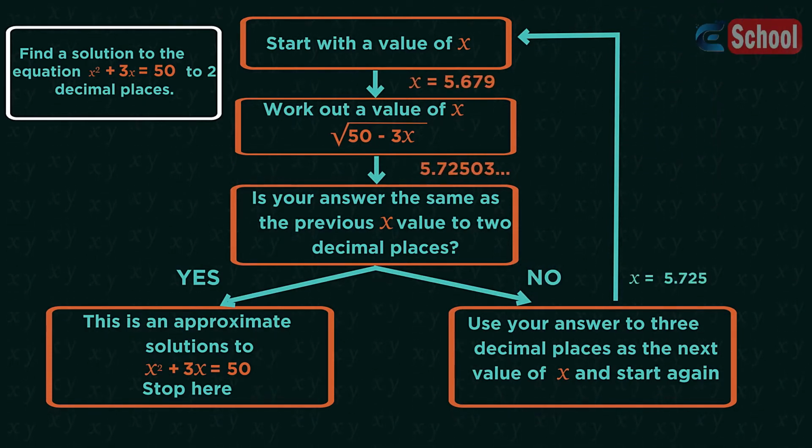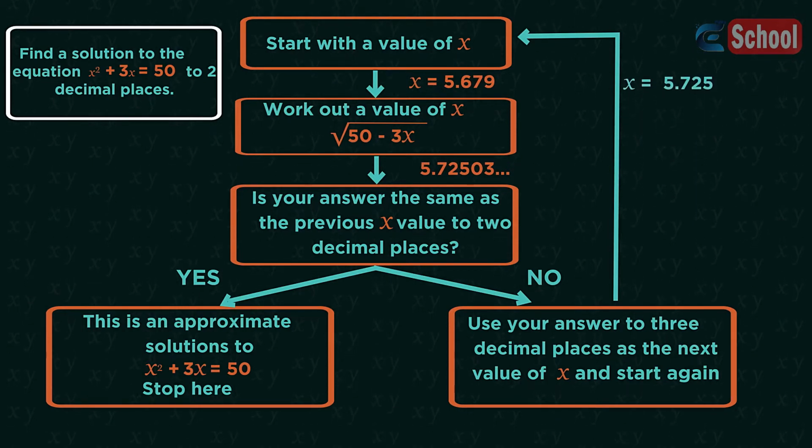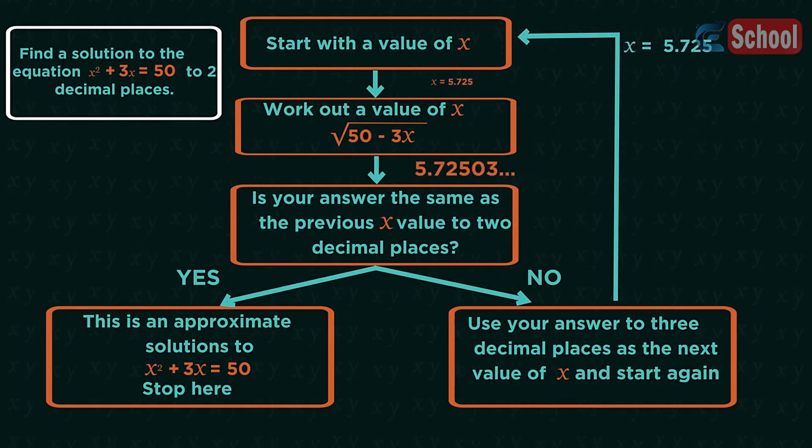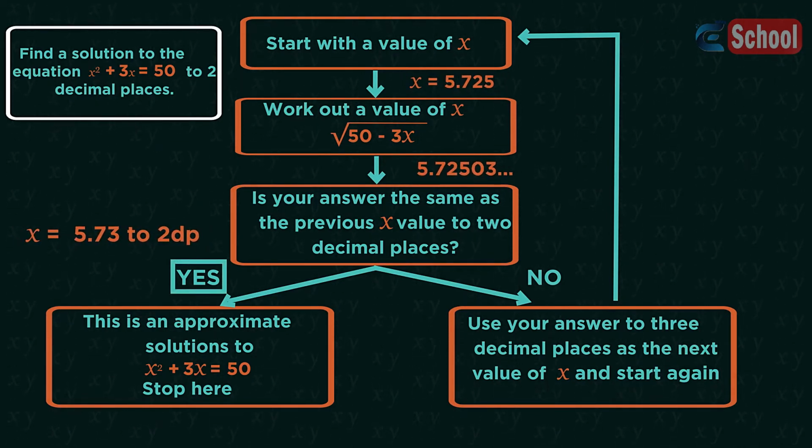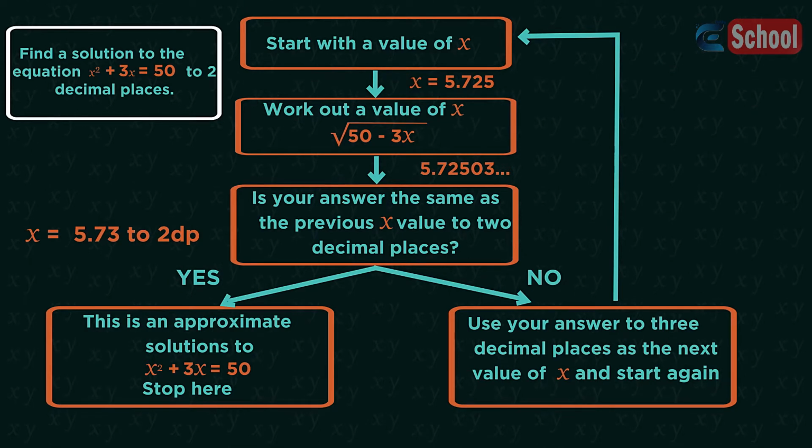And so the cycle keeps on going until eventually we get an approximate answer that is accurate enough. Rounded to 2 decimal places, 5.73 went in and 5.73 came out. The answer is 5.73. So that's how iteration works.